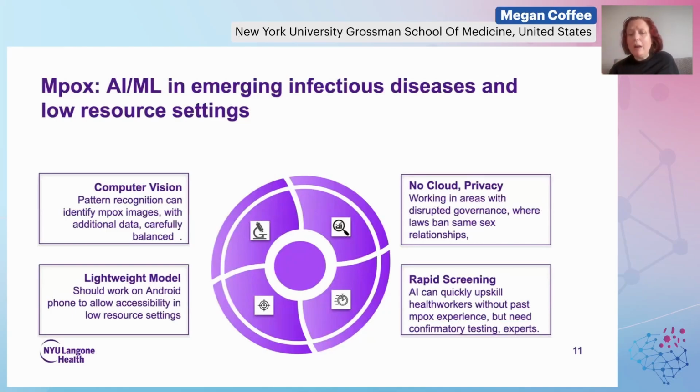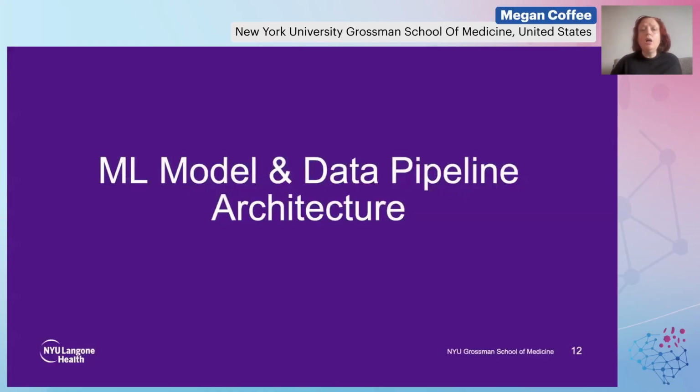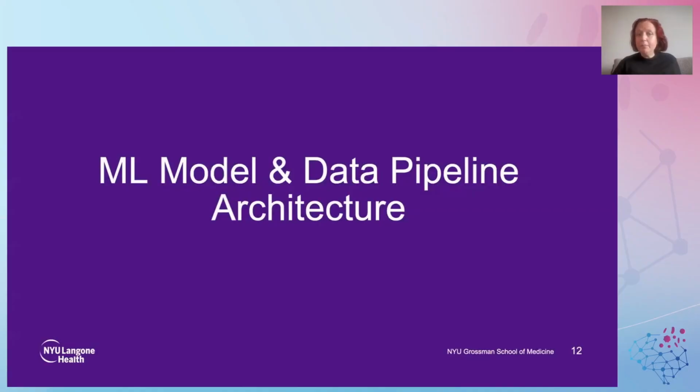And we also want to think about rapid screening, but know that it's screening. AI can quickly upskill healthcare workers and enable task shifting, but we need to make sure that we have confirmatory testing, that we have experts, and understand this concept of model drift. So our data pipeline and architecture, Anish.